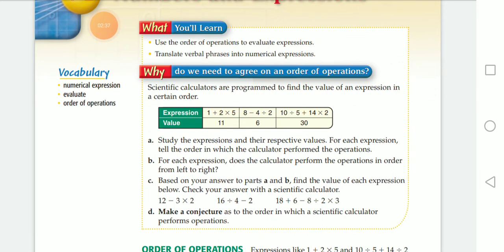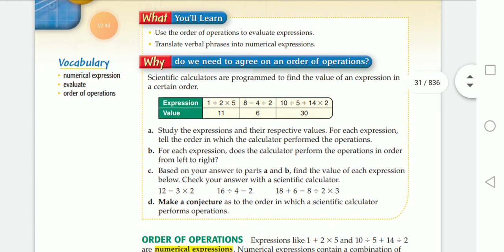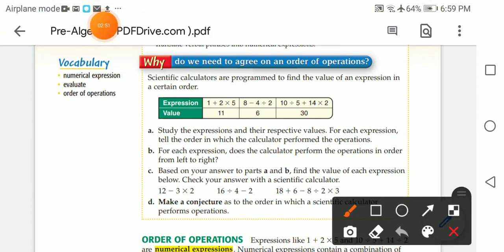Why do we need to agree on an order of operations? Dear students, scientific calculators are programmed to find the value of an expression in a certain order. So we have to agree on an order of operations. What do I calculate first? Do you know that calculators are programmed to find the value of an expression in a certain order?